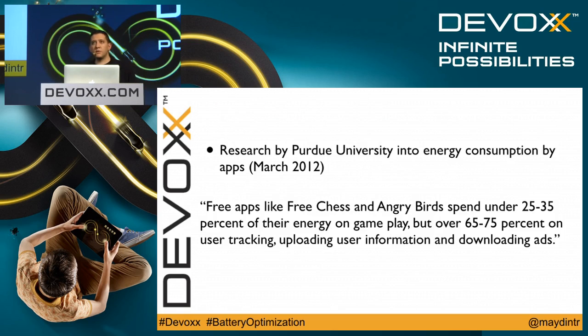An interesting piece of info comes from research made by Purdue University. They found that in some famous applications and games like Angry Birds, 75% of their battery power goes to user tracking, uploading user information, and downloading ads. So you should be careful about choosing your user analytics SDK and also the third-party libraries that you use in your app.